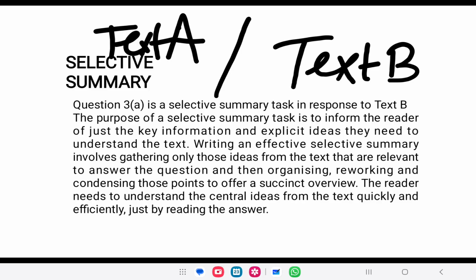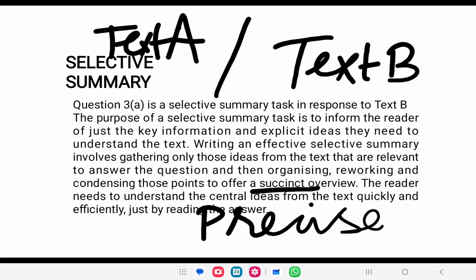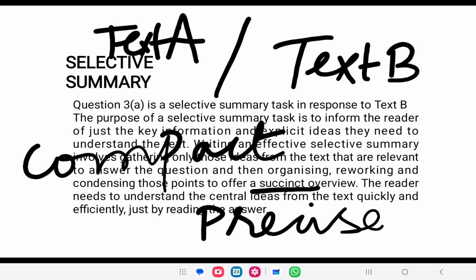This is a selective summary. Selective summary means that you have to extract the relevant ideas only. You are not supposed to take out any point that is not relevant. This has a succinct overview. When I teach this topic in class, I always use the word succinct. Succinct means you have to adopt an approach in which you do not waste a single word. You have to come up with a response that is very precise, that is very compact. That means you will write the relevant ideas only.